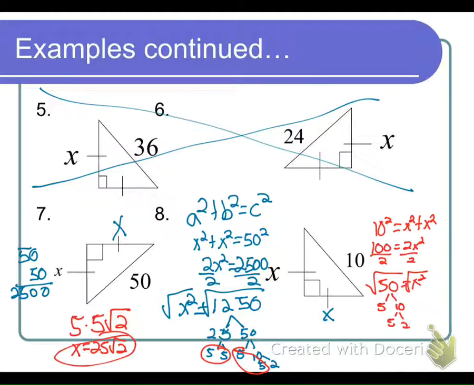Okay, we circle what has buddies. Our 5s have buddies. We're left with 5. What doesn't have a buddy? 5 square root of 2.